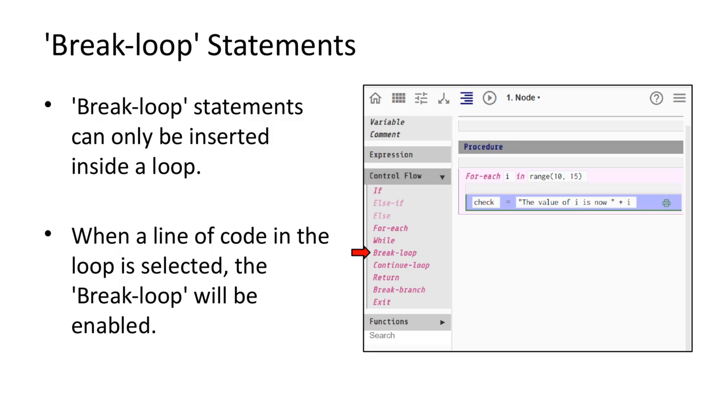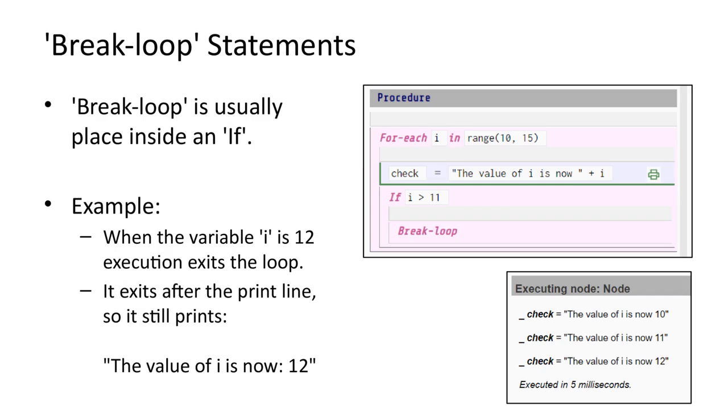The break loop can only be inserted inside a loop. This means that break loop will only become enabled when a line of code in the loop is selected. When you click break loop, the break loop statement will then be inserted below the selected line. A break loop statement has no input box. When execution reaches the break loop, it forces the execution flow to move to the line of code immediately after the loop. The break loop is usually placed inside an if statement.